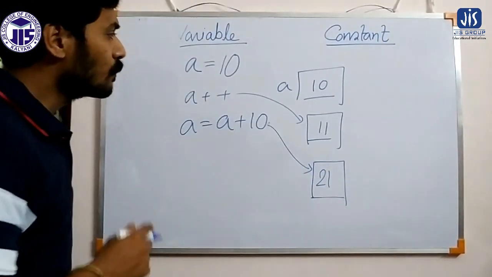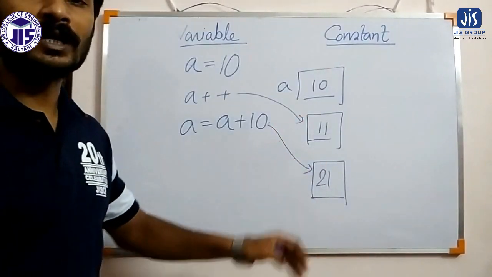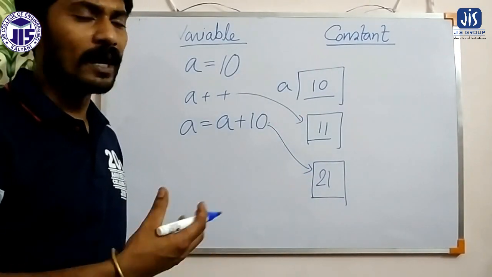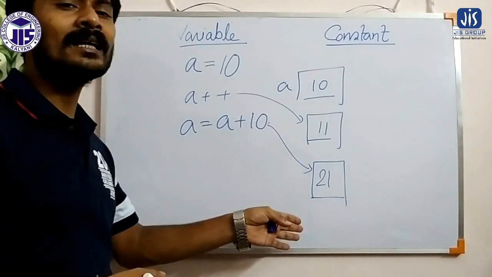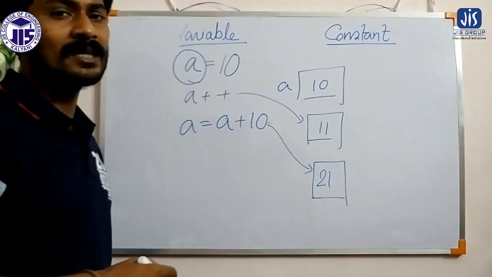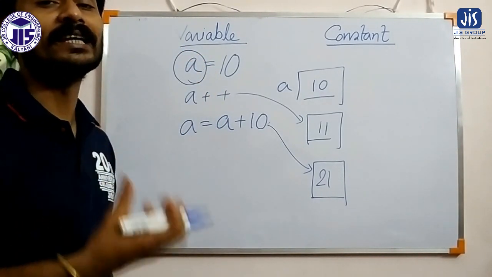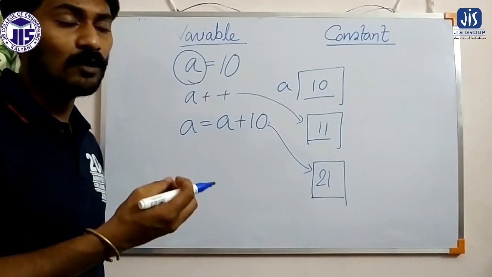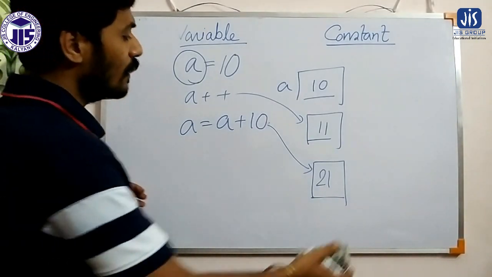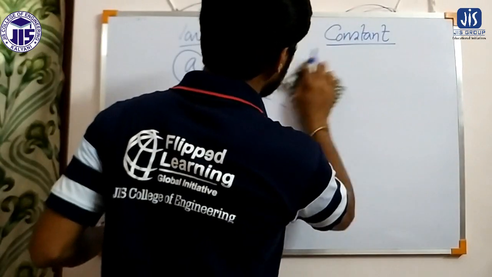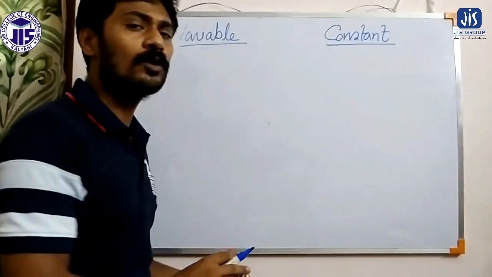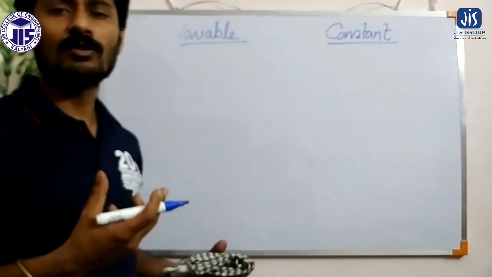So you can see the value of a is not fixed. As per the operation we are performing on a variable, the value of a is getting changed. So that's why this a is called variable. The a is called variable whose value can vary, whose value is not fixed. That is called variable. Constant is just opposite. If I take anything as a constant, then throughout the program, the value we cannot change. It will hold the same value.